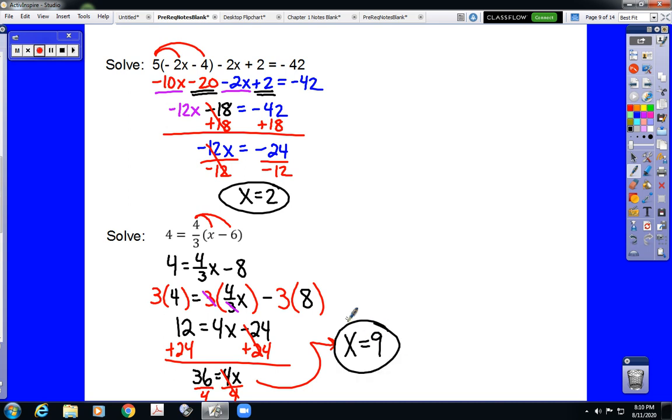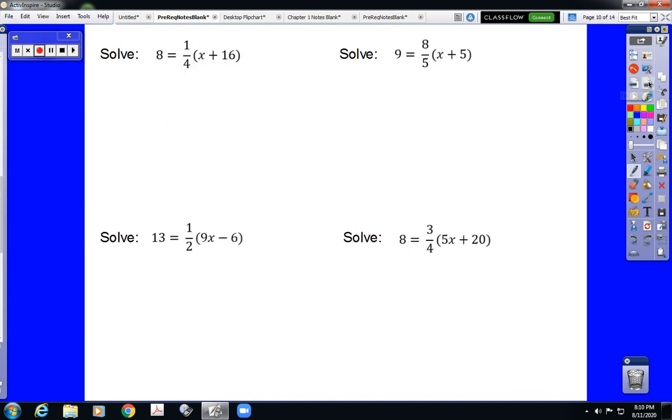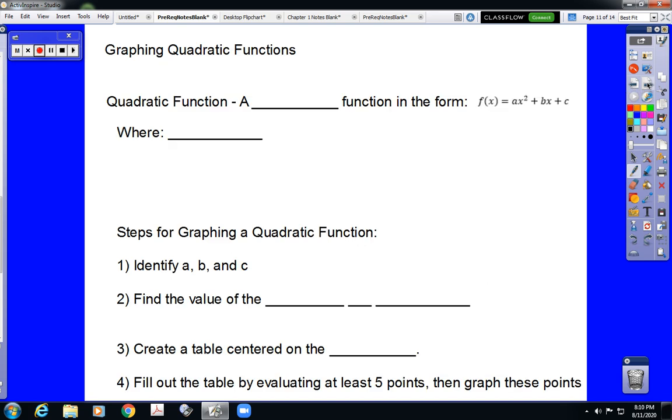Again, anytime you're unsure as to whether or not your answer is correct, you can always take the x value and plug it back in to see if the equation is true. Let's do a couple more fraction examples. I don't know that we'll do all 4, but we probably should. I think this is also the last slide of this one, which it is.